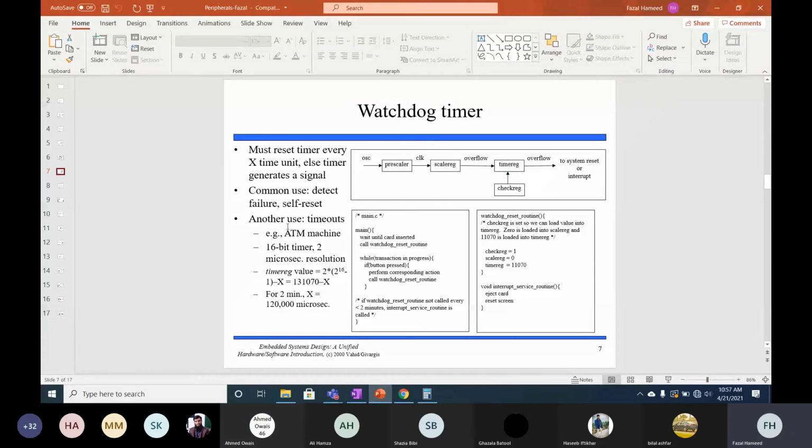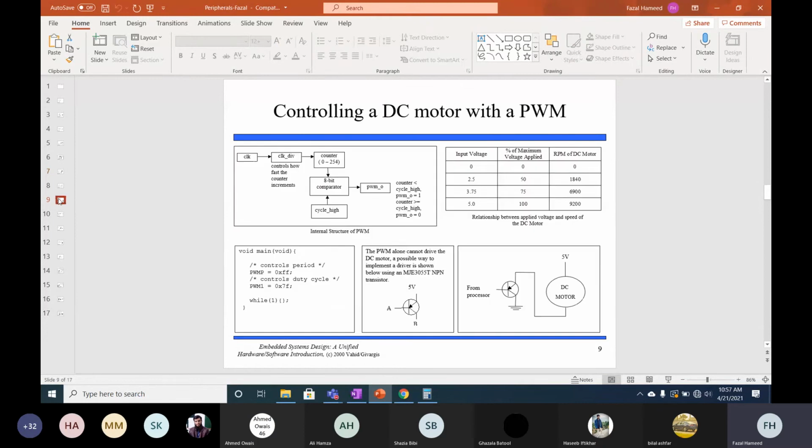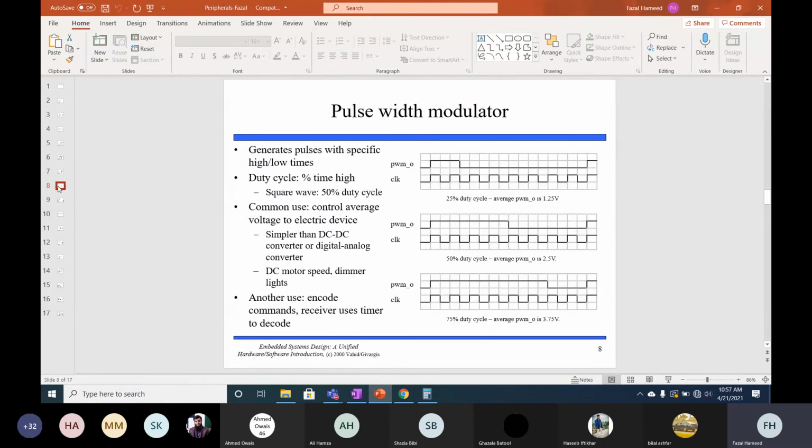So actually it can be used to detect something, and you can see the details in the book. So this watchdog timer, you can see the details. Okay, now we will study pulse width modulator. What is a pulse width modulator?